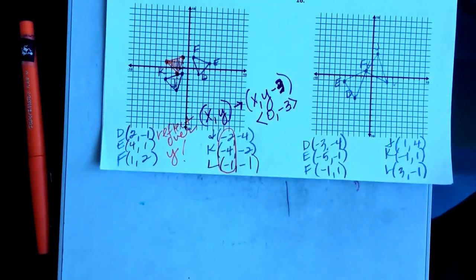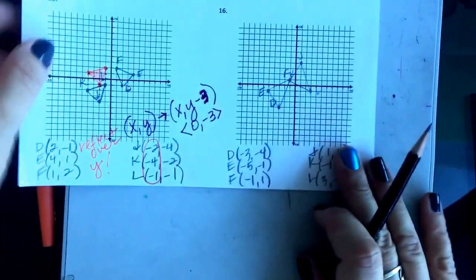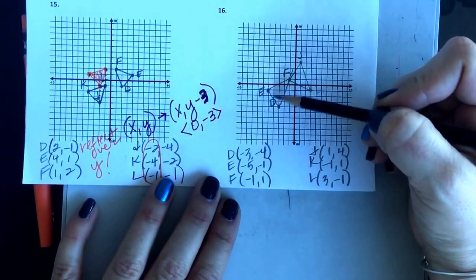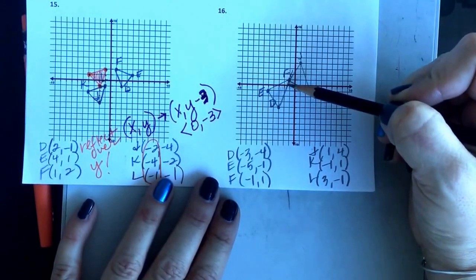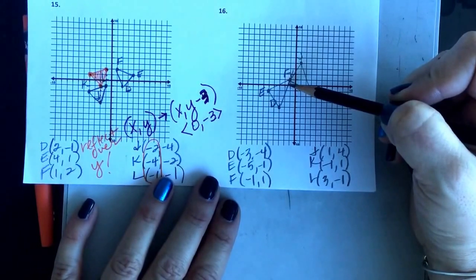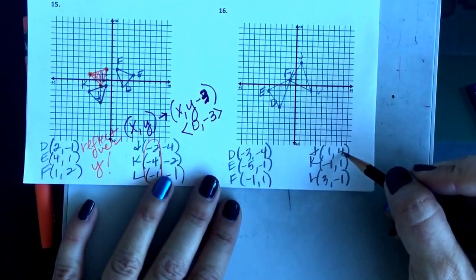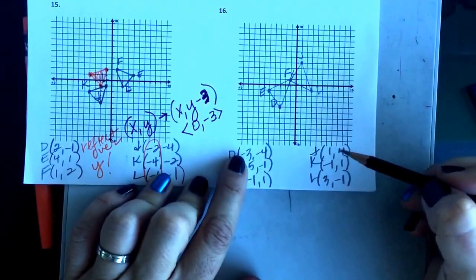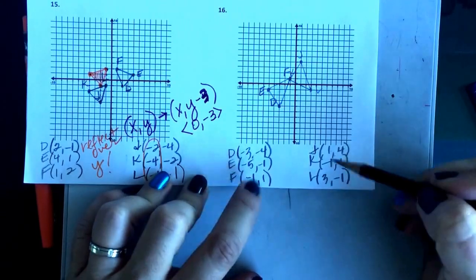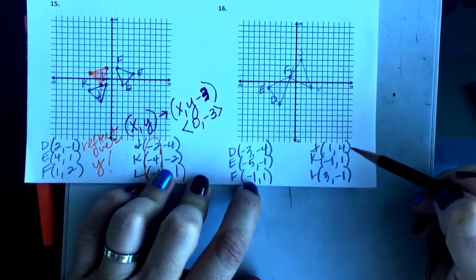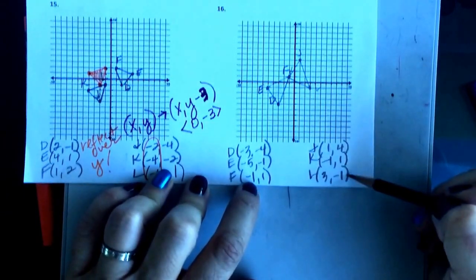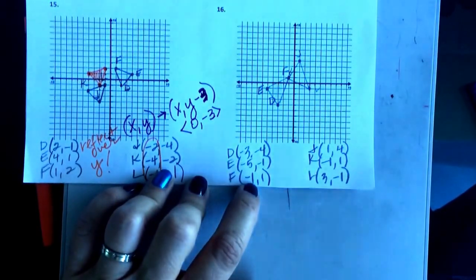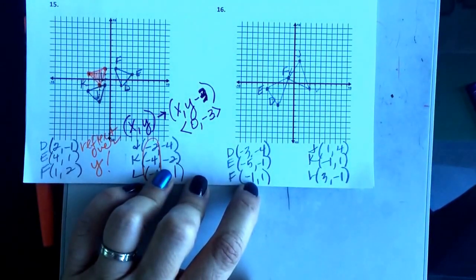Now with number 16, I'm starting out, again, with an analysis of what's going on. I'm starting with DEF, this figure right here on the left. I can't see any relationship between where I started and where I finished on the X values, but I do notice that the Y values are all the opposite. That takes me back to a rotation, and I'll see if I can rotate and then maybe reflect.